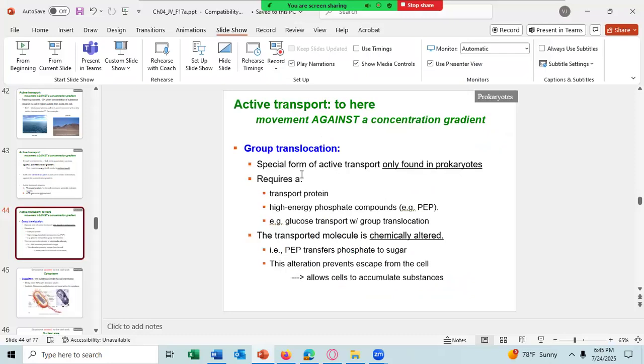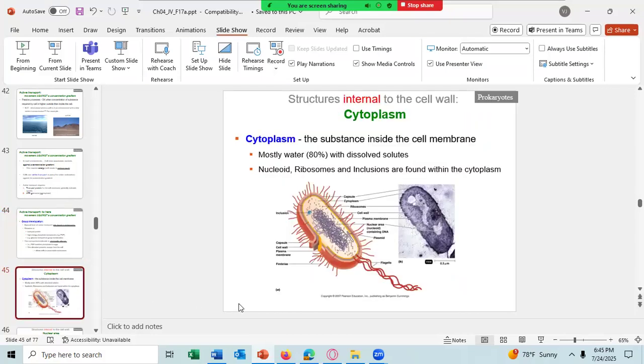Anyways, group translocation only happens in bacteria and archaebacteria. It does not happen in eukaryotes. Any question about any of that? All right, let's move on.